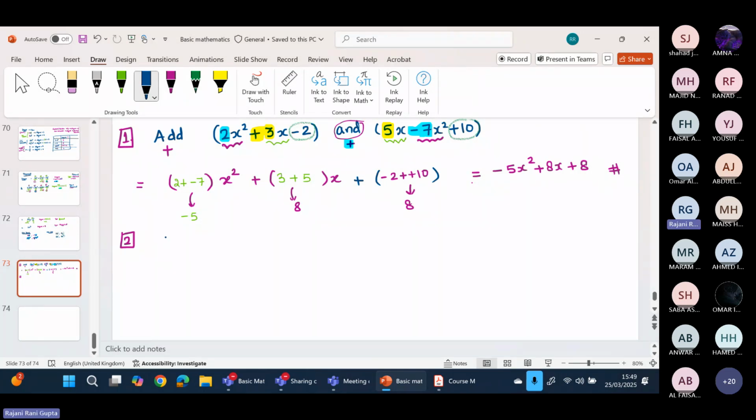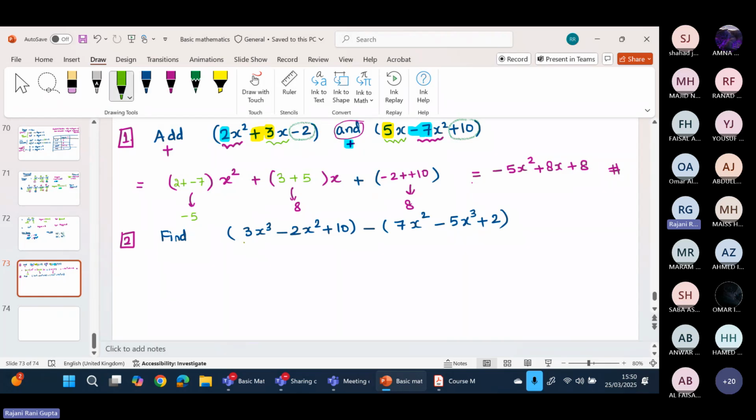Now, the other thing you will get is subtract. Sometimes they'll say find the difference, like they give you the polynomial 3x cubed minus 2x squared plus 10, minus 7x squared minus 5x cubed plus 2, like this. You have to do exactly the same thing that we did here.